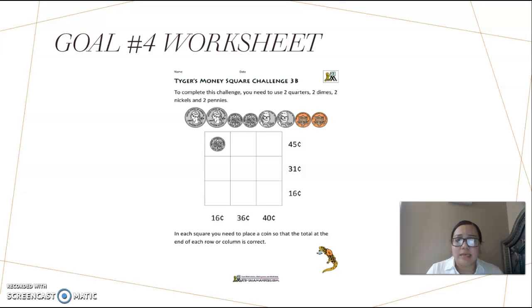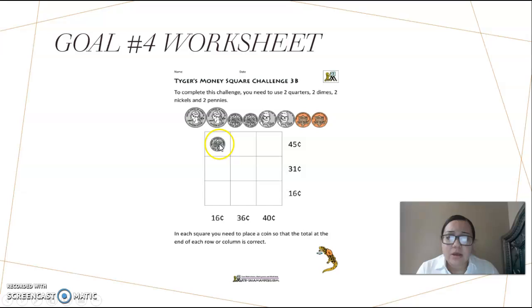Write your name and the date. And let's begin. To complete this challenge, you need to use 2 quarters, 2 dimes, 2 nickels, and 2 pennies. So you can either use real quarters, dimes, nickels, and pennies, or you can just draw them in, whatever you feel more comfortable with, whatever is easier for you. I will do 2 columns with you, and then you will do the rest on your own. So here it's saying in each square you need to place a coin so you can add the total at the end of each row and column is correct.